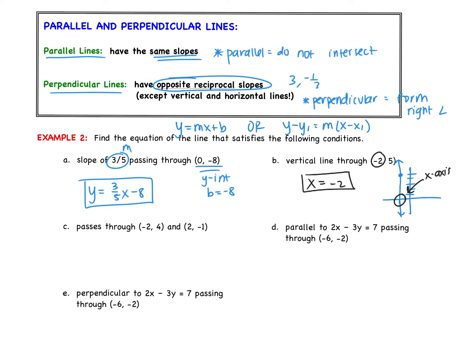As we move up and down the line, every point has an x value of negative 2. Y is what's changing. Questions before I keep going?